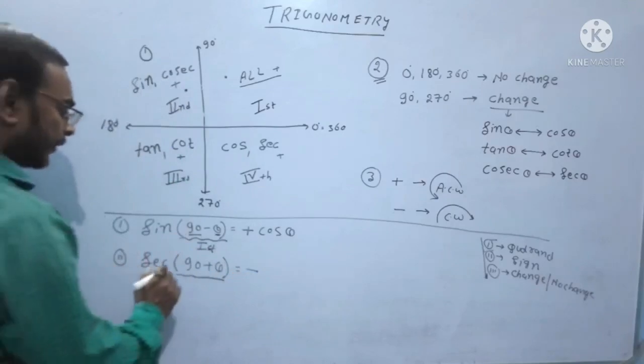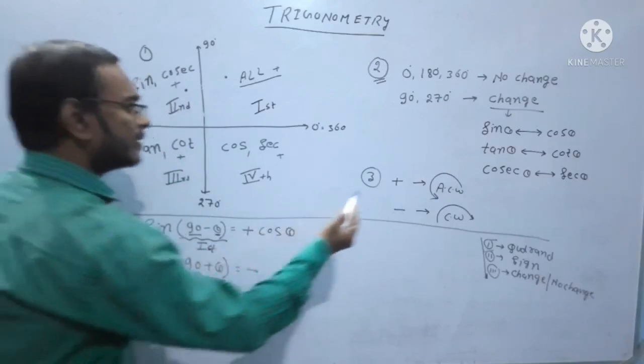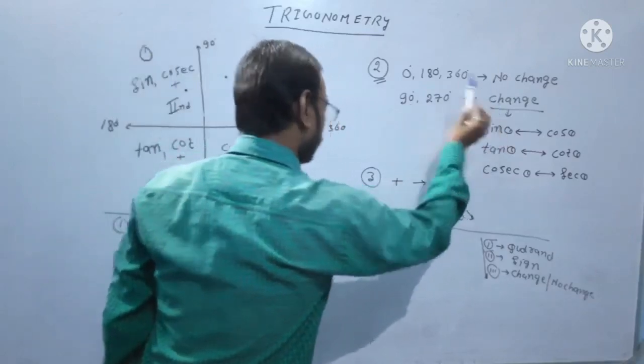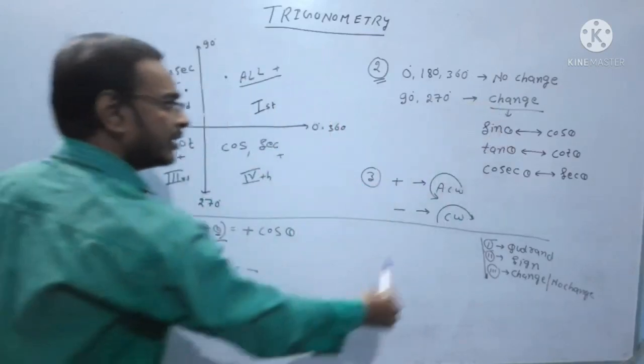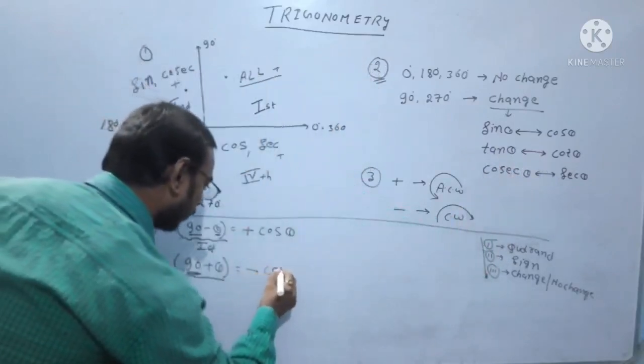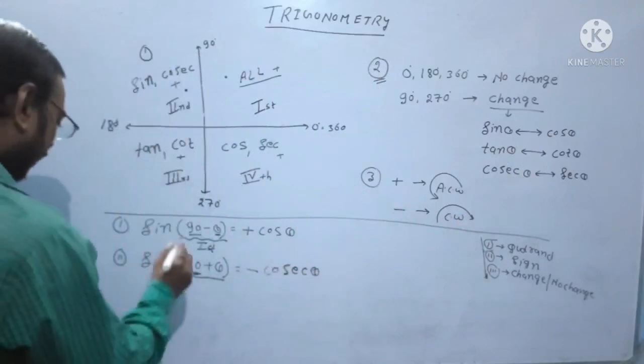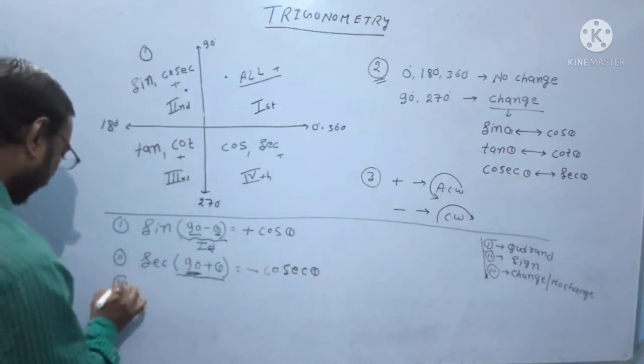And what is the value of this 90? 90 means change. So sec will be changed into cosec. So here write cosec theta. Okay, let's take another example.